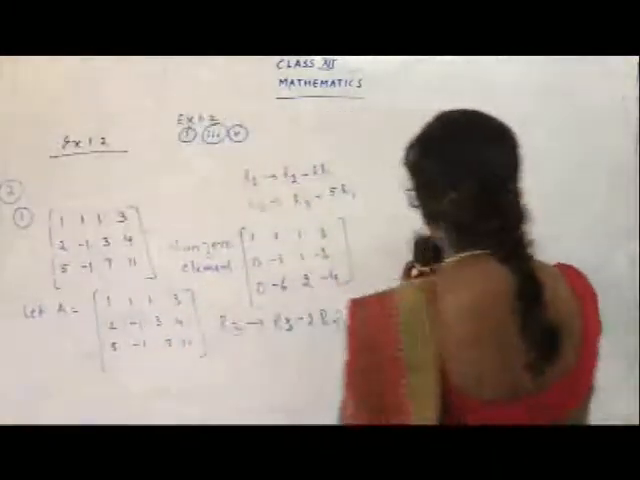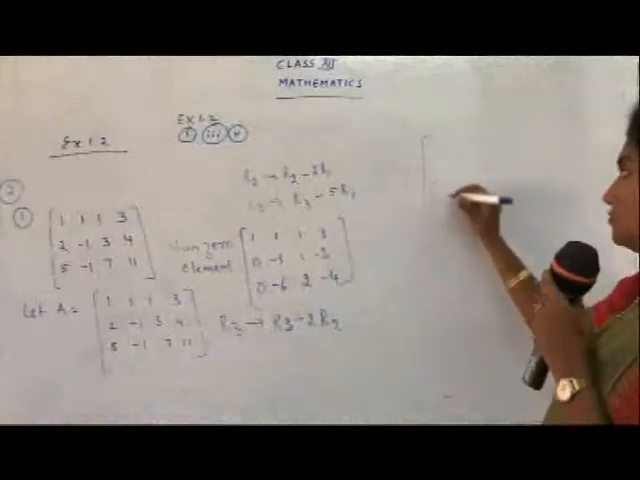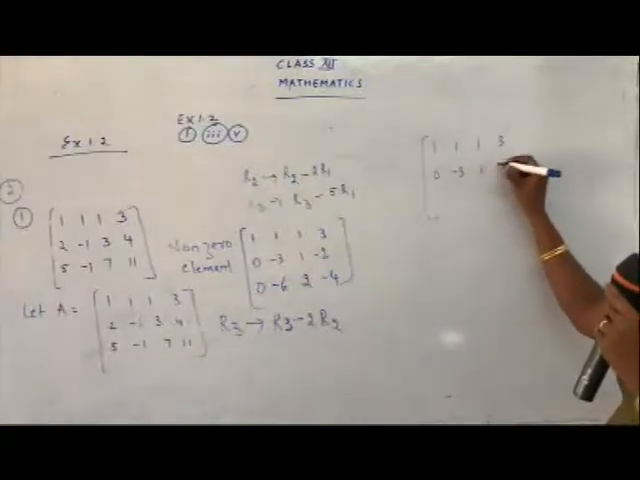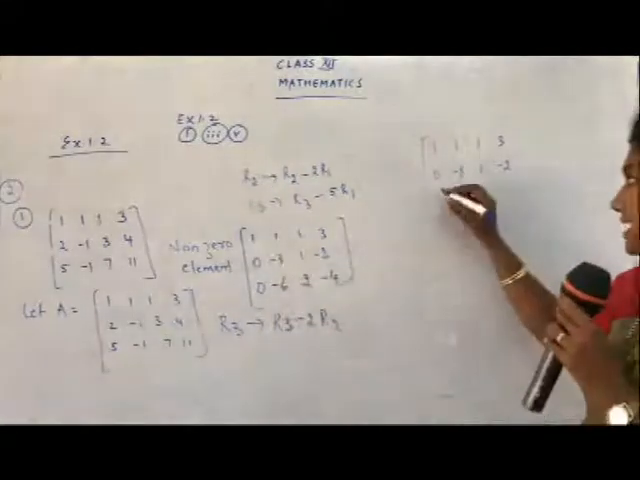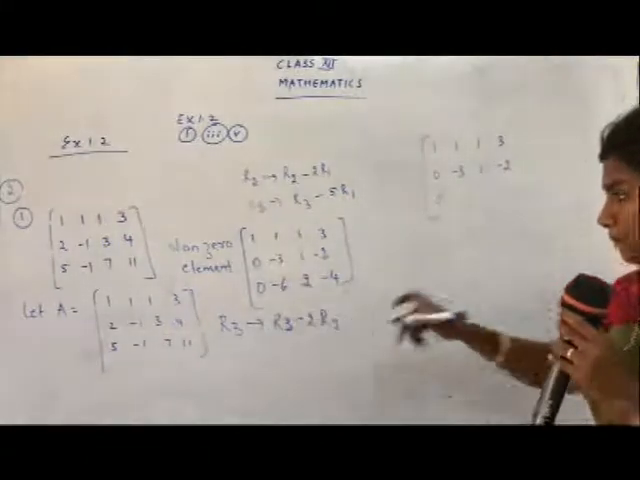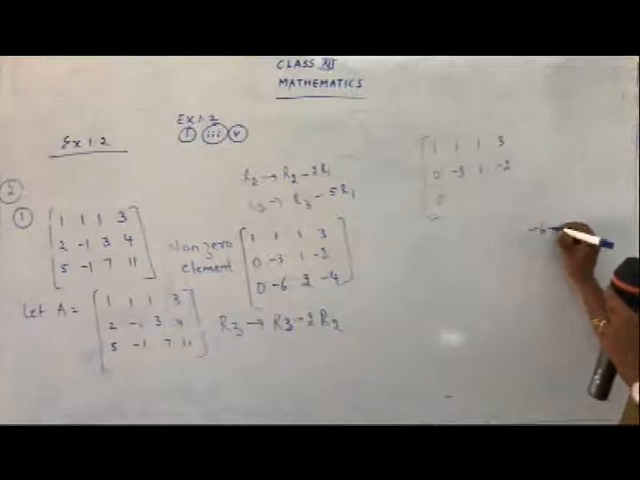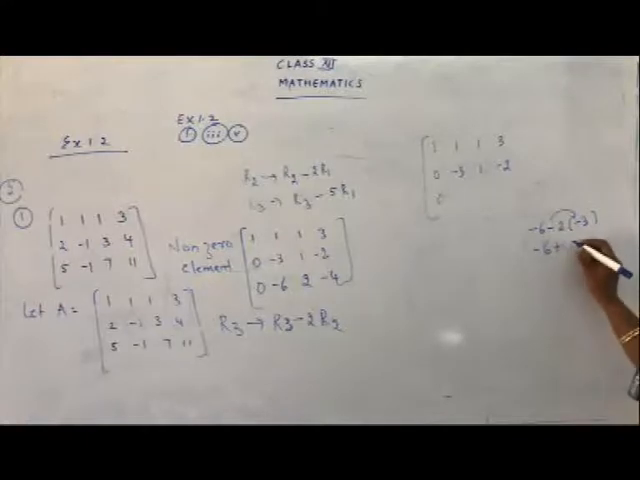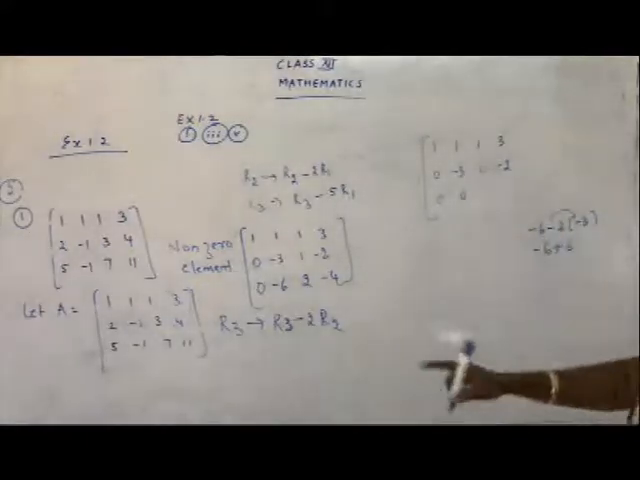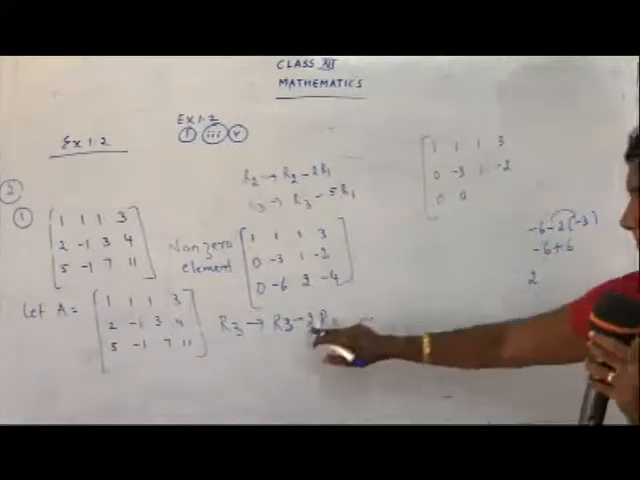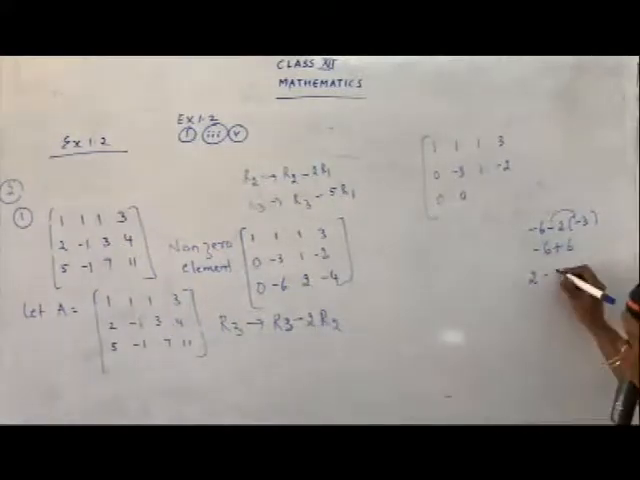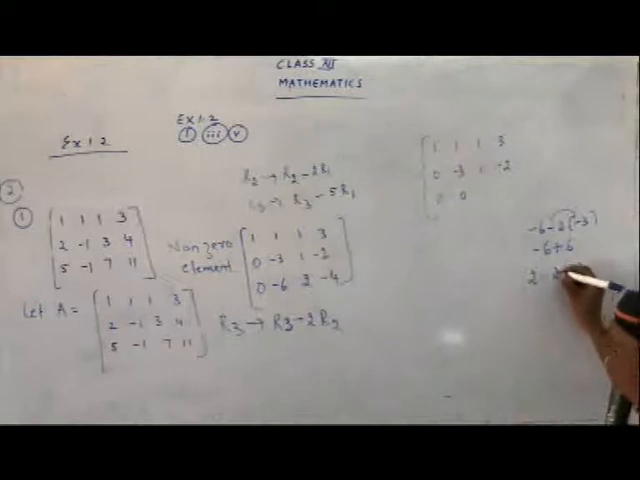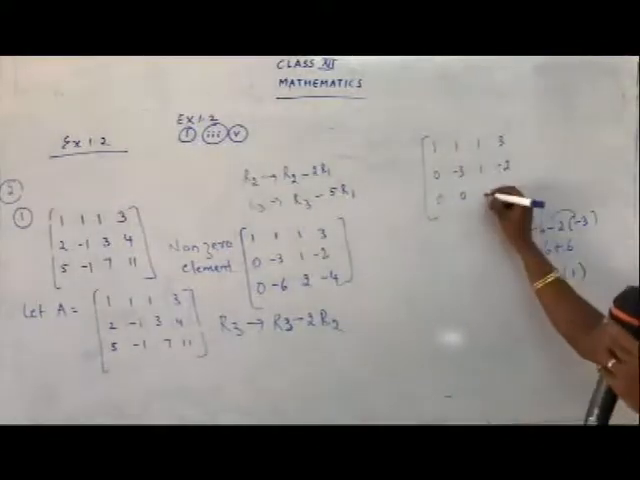You are not going to do any changes for the first row and the second row. So 1, 1, 1, 3, 0, minus 3, 1, minus 2. We have both 0, so this answer is 0, and we have checked for this part. I'll do it once again. Minus 6, minus 2, minus 3, plus 6. So 0. Next, 2 minus 2 times the corresponding R2 element 1. So 2 minus 2, 0. Yes, I am getting a 0.